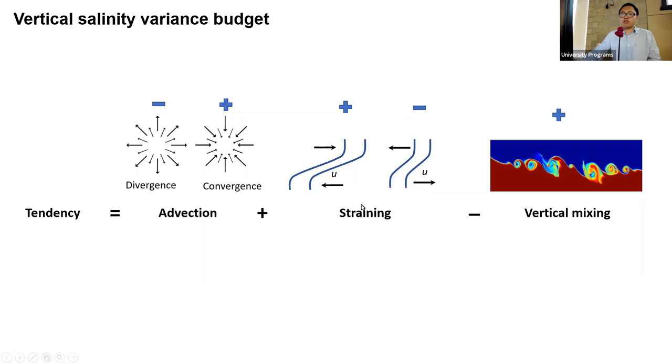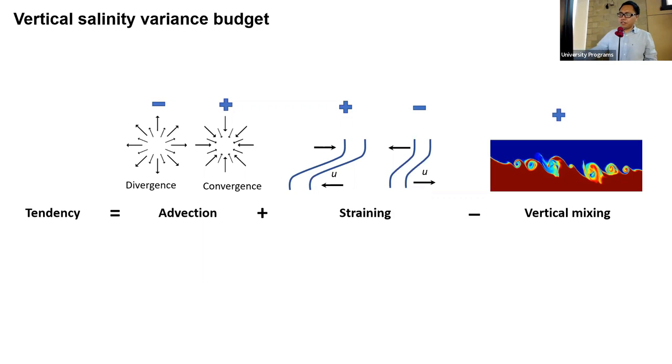The second term is called straining. Straining means, if the fresh water goes above the denser, salty water, we have stratification, or the denser, salty water goes below the fresh water, we call it positive straining. Of course, if the surface flow and bottom flow are in opposite directions, you might make a uniform salinity profile, and we call it negative straining. You keep the profile more vertically uniform. The last term is dissipation. It always destroys the stratification.